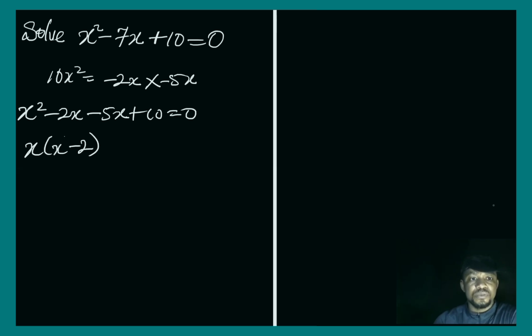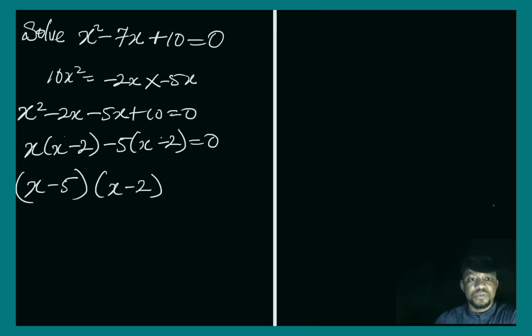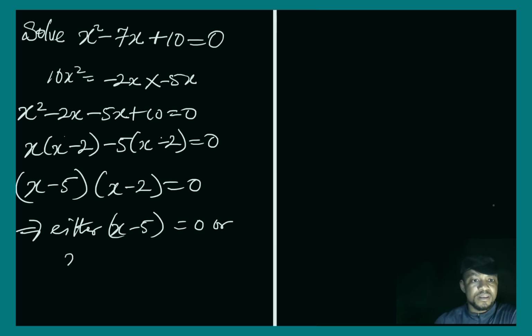x into x minus 2 minus 5 into x minus 2 equals 0. So now I have x minus 5 into x minus 2 equals 0. So this implies either x minus 5 equals 0 or x minus 2 equals 0.